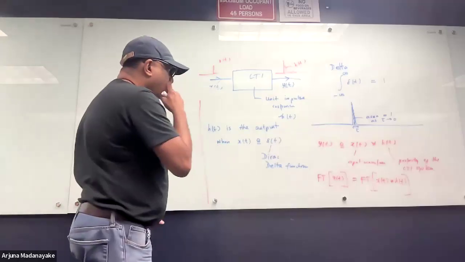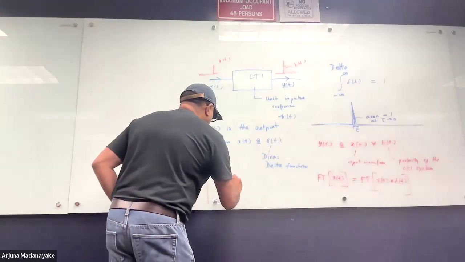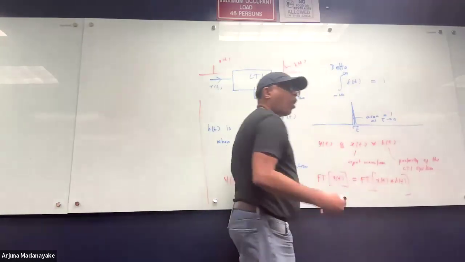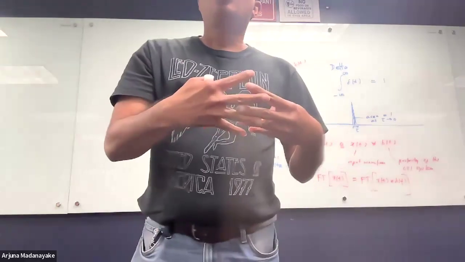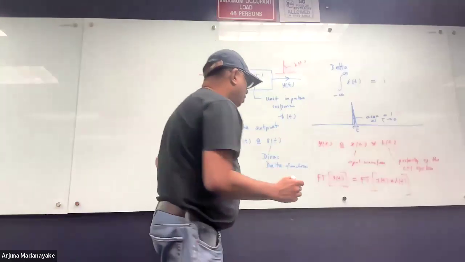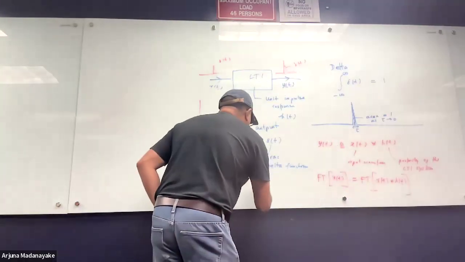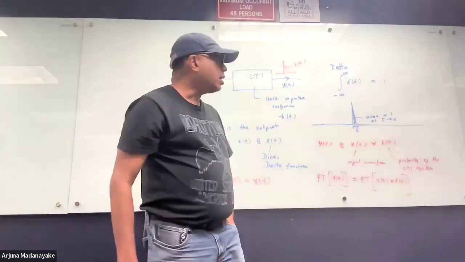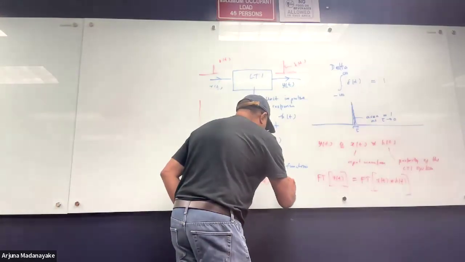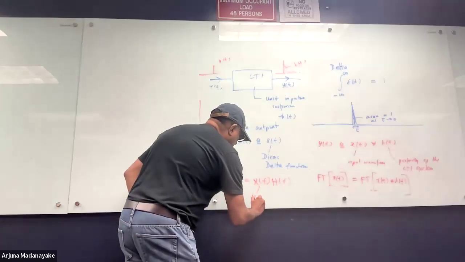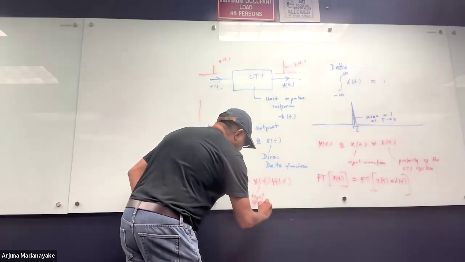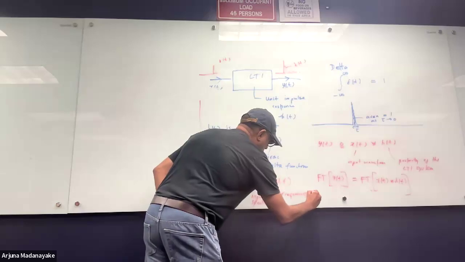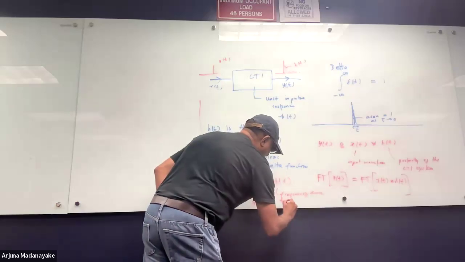So we figured out how to describe this. Y of f is equal to the Fourier transform of two things convolved, which is equal to the multiplication of the Fourier transforms of the individual components, which is what we proved. The Fourier transform of x of t is simply x of f, and the Fourier transform of h of t is the capital H of f. So this is my input spectrum. This is my frequency domain transfer function.